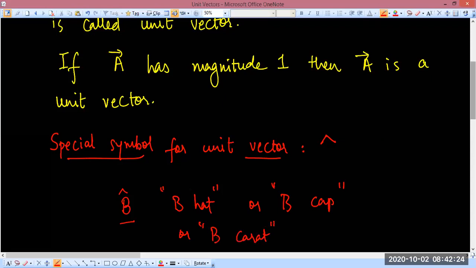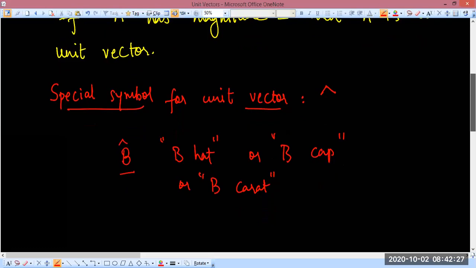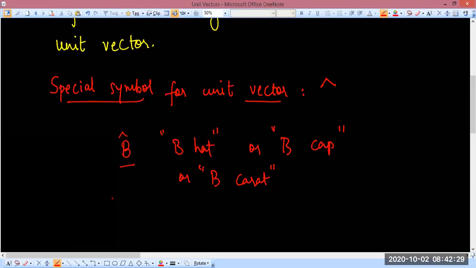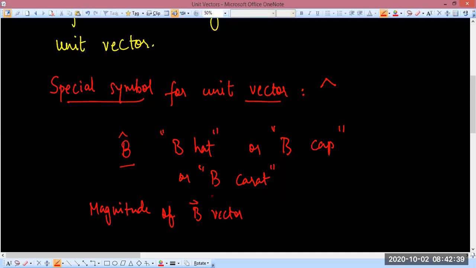Whichever of these you want to say, no problem, all the three are valid. What this means is the magnitude of this vector, the magnitude of the b vector is 1. That is what it means. Okay, right? So unit vectors are indicated by this symbol. Please remember that unit vectors are indicated by this special symbol.